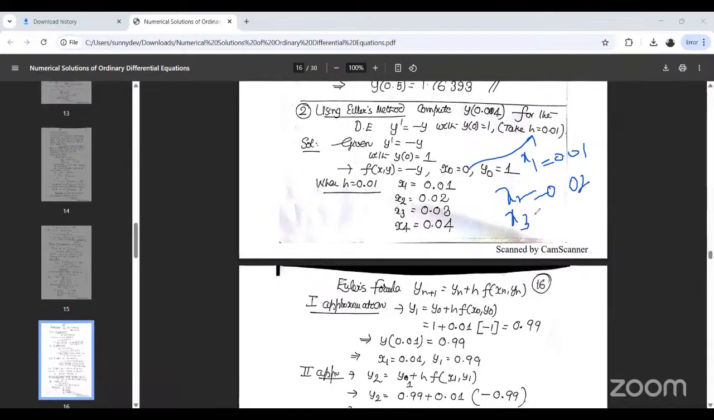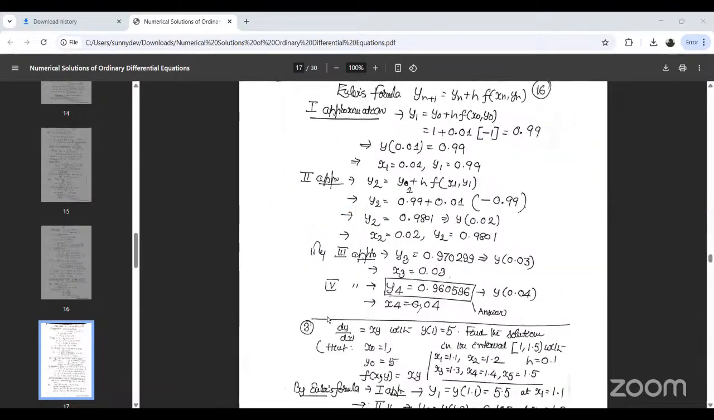And x3 is 0.03 and x4 is 0.04. So we get the first approximation, second approximation, third approximation, and the fourth approximation. Why? Because they are asking to find y of 0.04. So that's why we have to get it. Just see the problem.